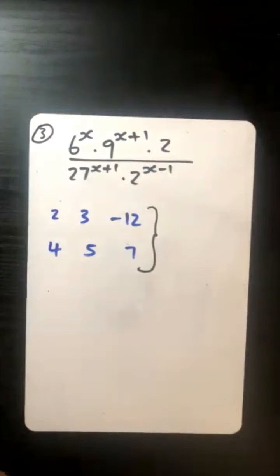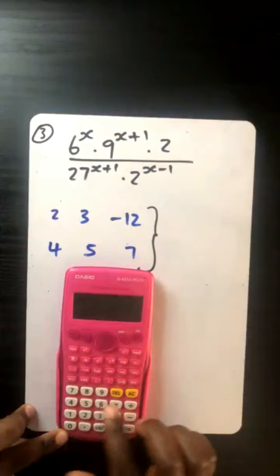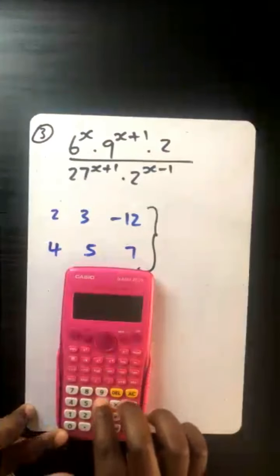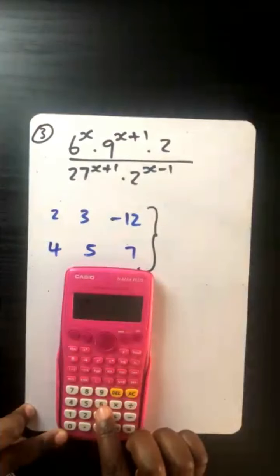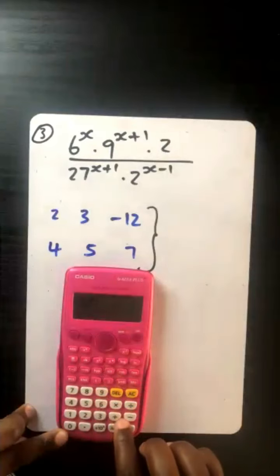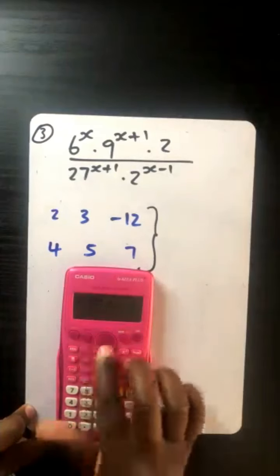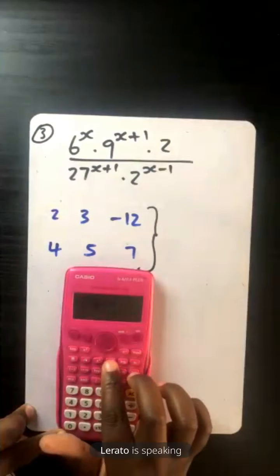Let me also use a different number and punch it on a calculator. So I've got 6 to the exponent, let me use 9. 6 to the exponent, myself I'm using 9, multiplied by 9 to the exponent 9 plus 1, multiplied by 2. I hope that 9 is not a bigger exponent. 27 to the exponent 9.